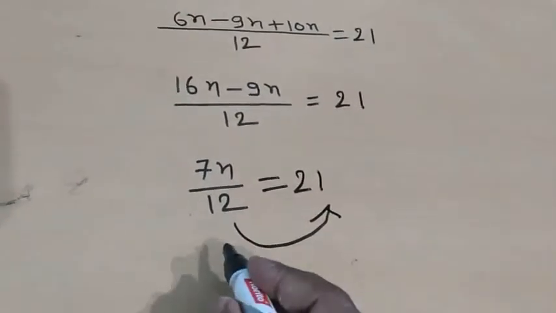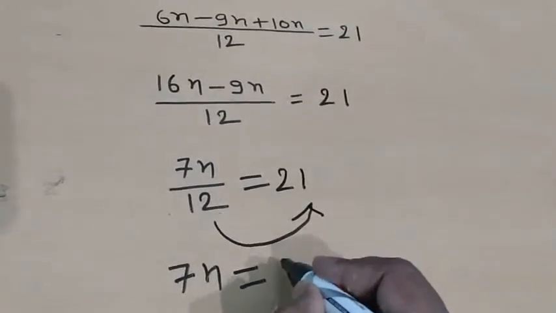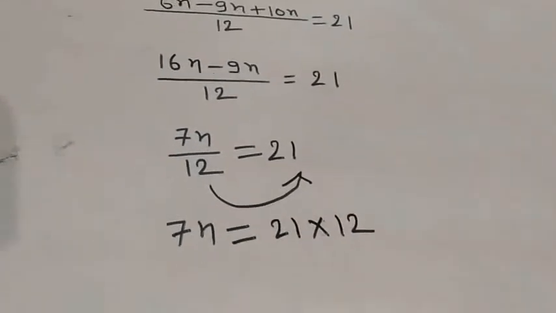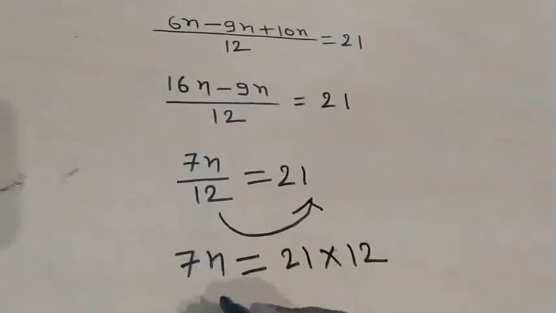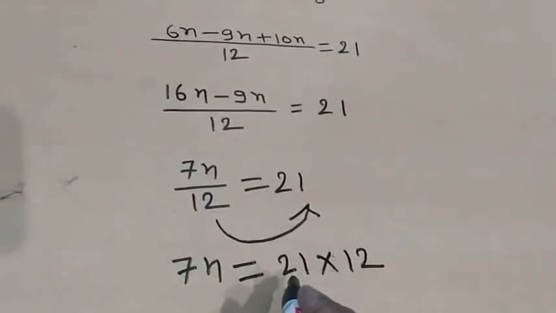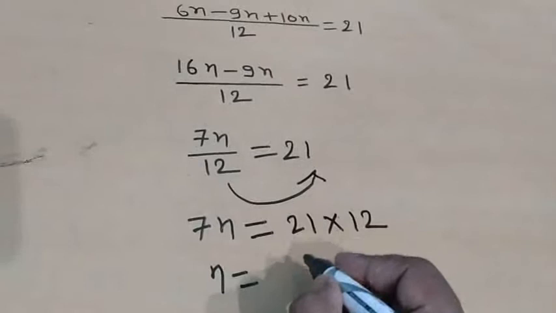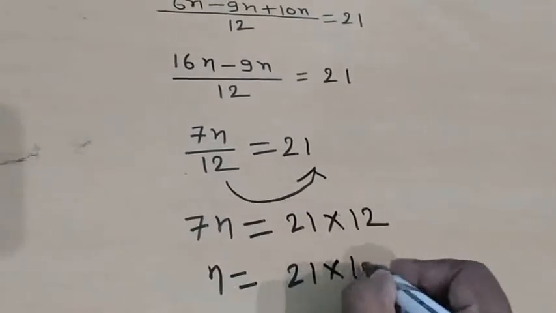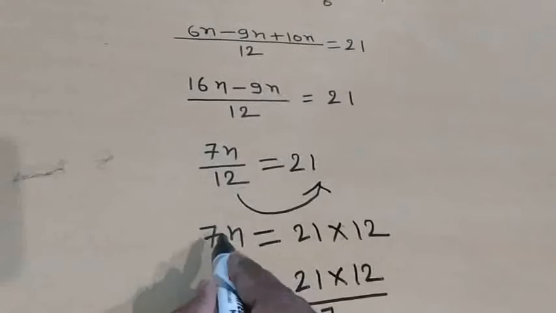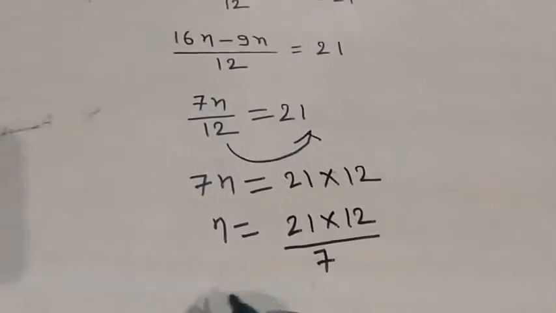Here you can see 12 divides 7n, so we transfer this to the right hand side. So we transpose 12 to the right hand side, so it multiplies 21. So 21 into 12. Now here you can see n is multiplied by 7, so we transfer 7 to the right hand side, so we obtain n is equal to 21 into 12 by 7, because 7 is multiplied on the left side, and when it goes to the right side it is divided.